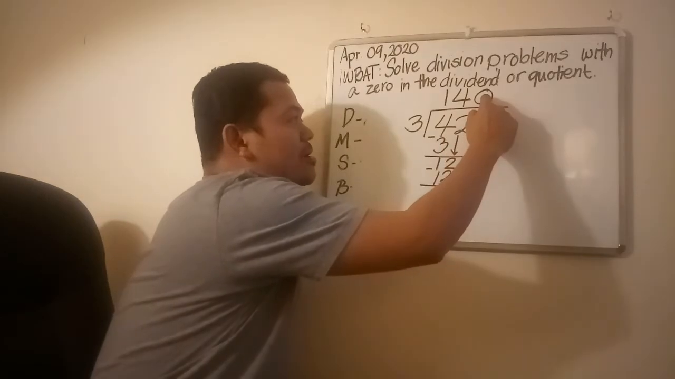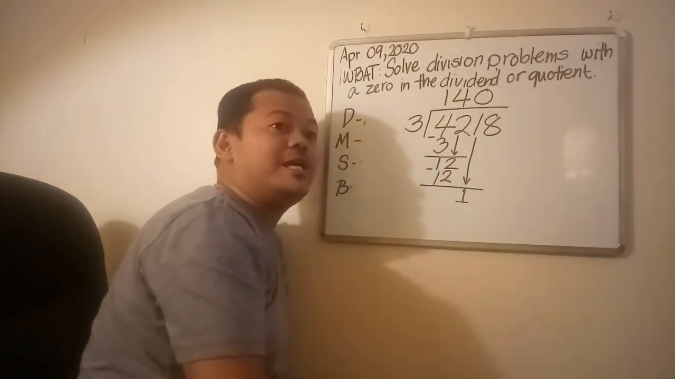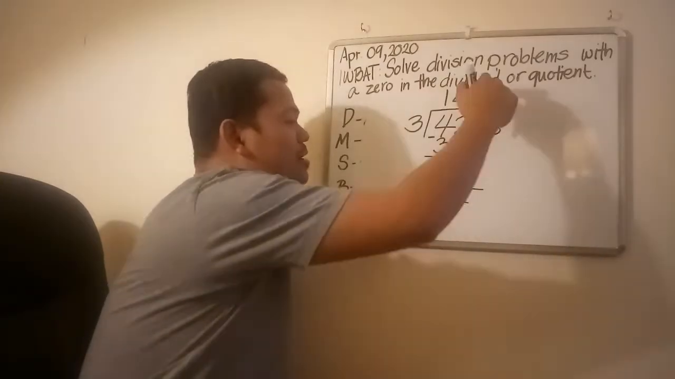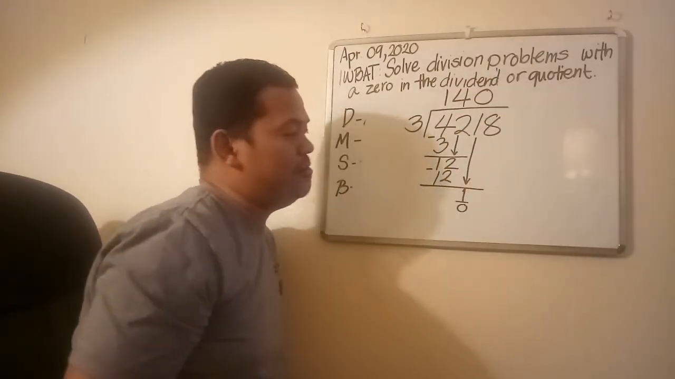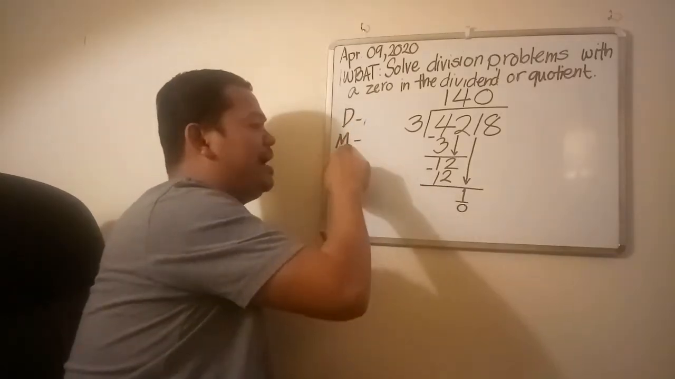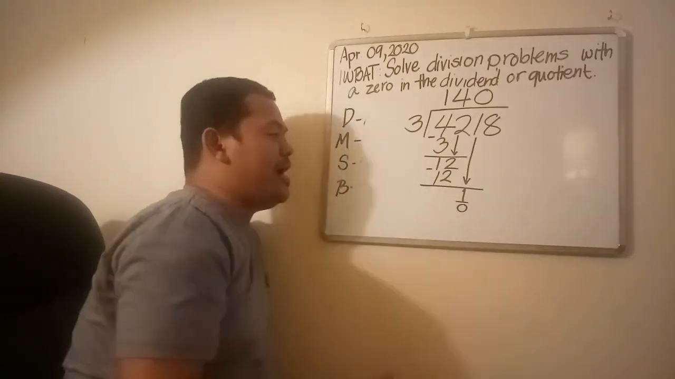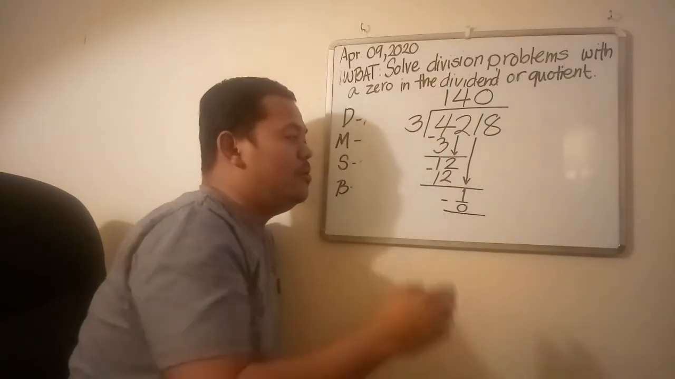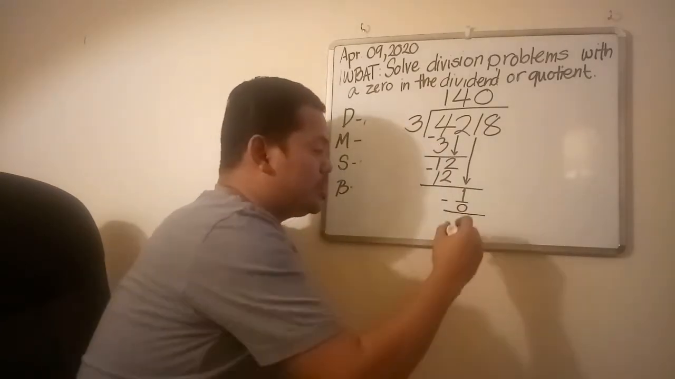3 times 0. So 3 times 0 is how much? Any number you multiply to 0 is 0. So 3 times 0 is equal to 0. Okay? After we multiply, we are going to subtract. So 1 minus 0. 1 minus 0 is how much? It's 1.